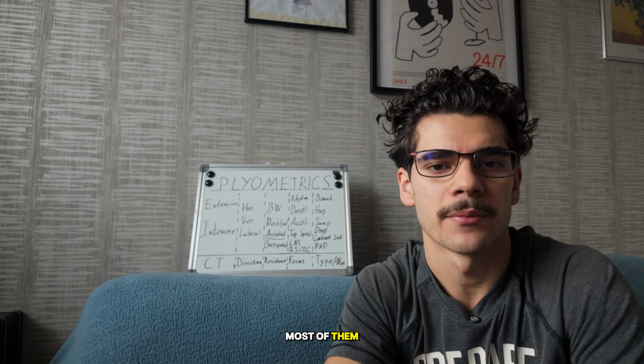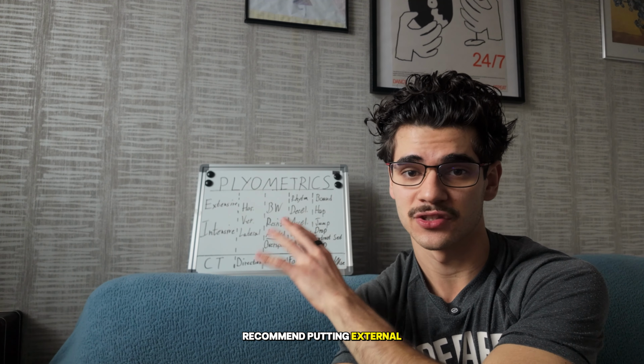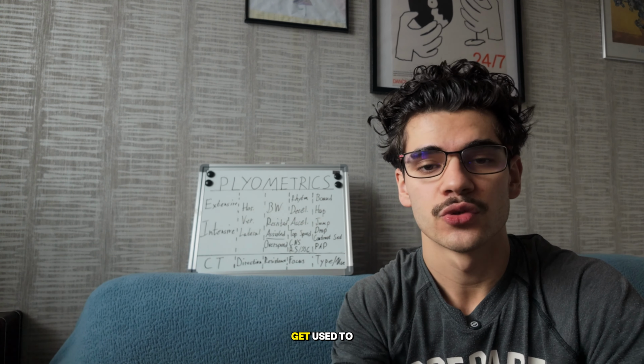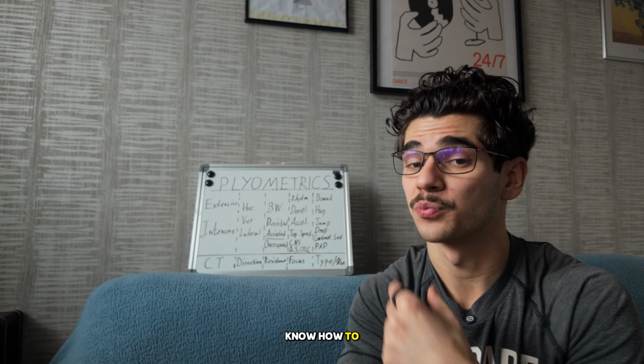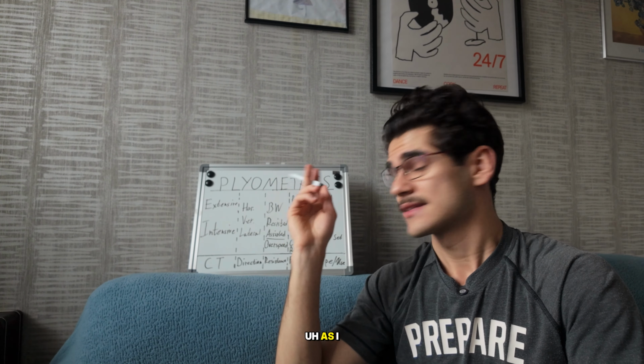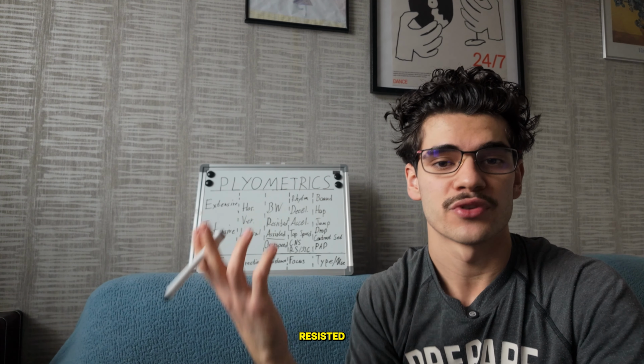So we can do a body weight. Of course, plyometrics, most of them are done body weight, and for complete beginners, I wouldn't even recommend putting external resistance on any type of plyometric before you get used to the movement and before you know how to properly do the movement without getting injured. As I said, you can do them body weight and then you can do them resisted. How do you resist a plyometric? By putting weight or using bands.